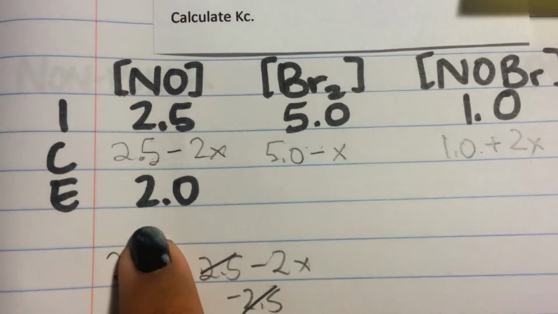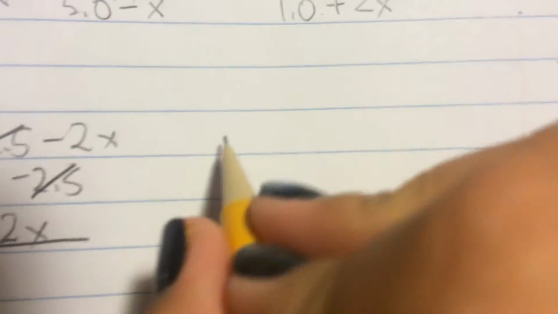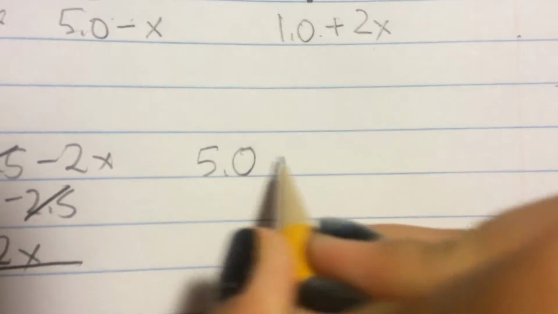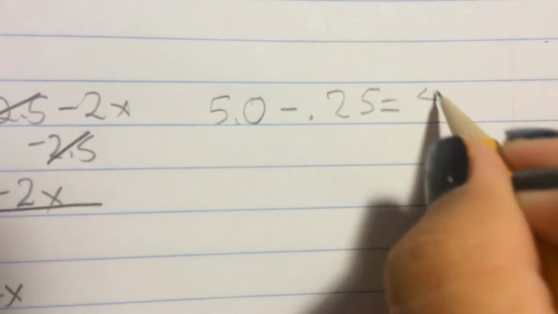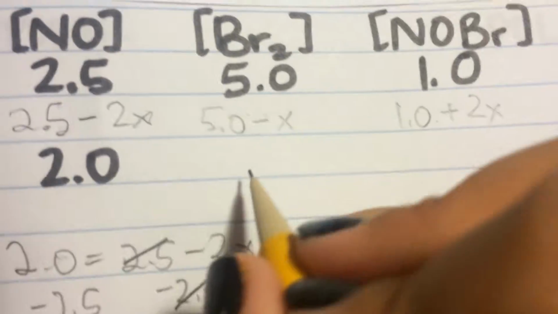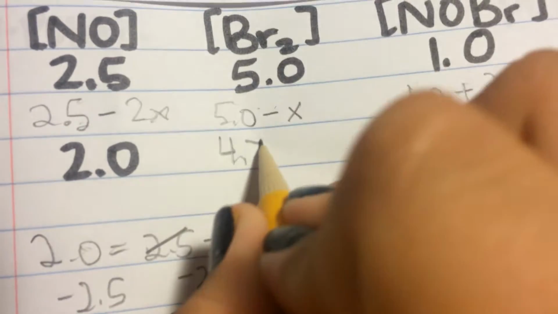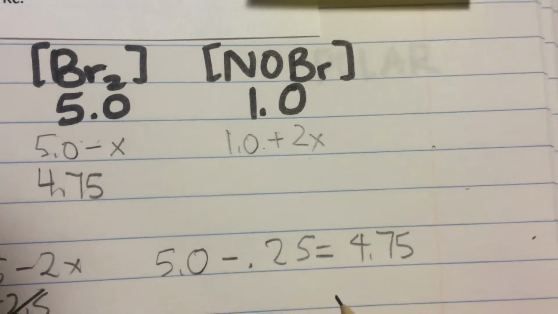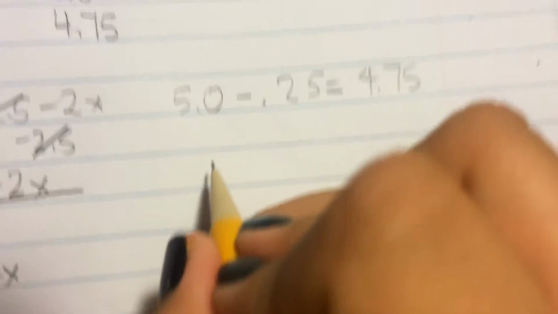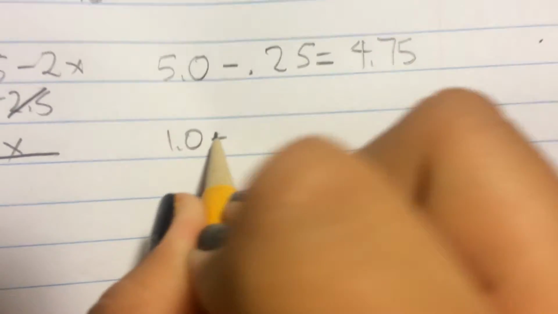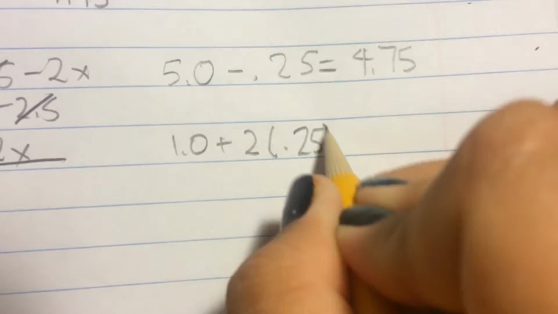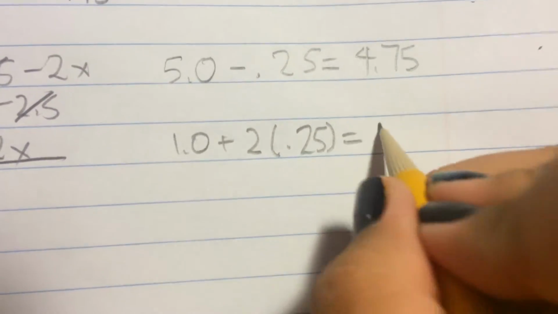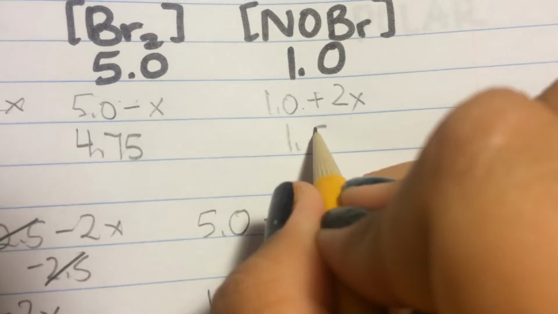So I already know that this one's 2, so I'm going to plug x into here. So I have 5.0 minus x, which is our 0.25, is equal to 4.75. So I'm going to put that here, 4.75. And then for our nitrosyl bromide, we have 1.0 plus 2 times x, which we know is 2 times 0.25. It's equal to 1.5. So we have 1.5 here.